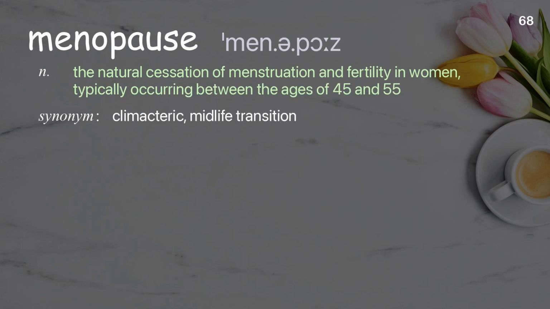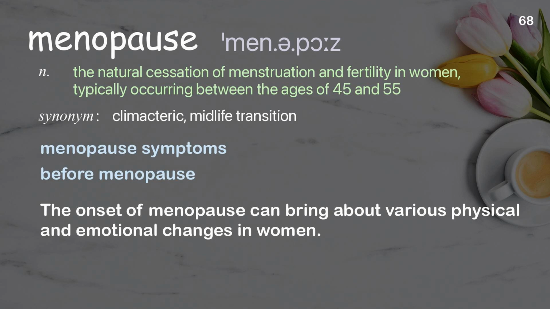Menopause. The natural cessation of menstruation and fertility in women, typically occurring between the ages of 45 and 55. Examples: Menopause symptoms. Before menopause. The onset of menopause can bring about various physical and emotional changes in women.